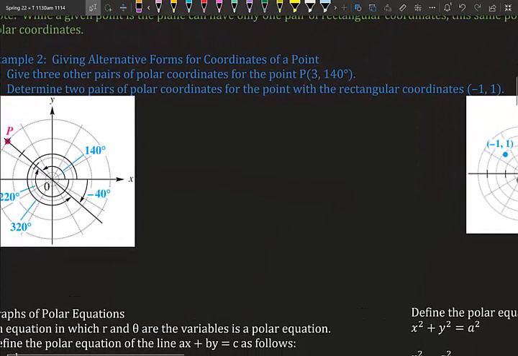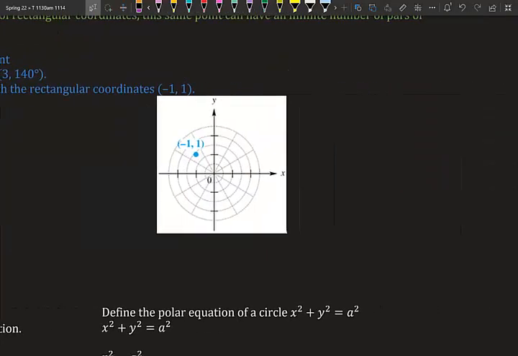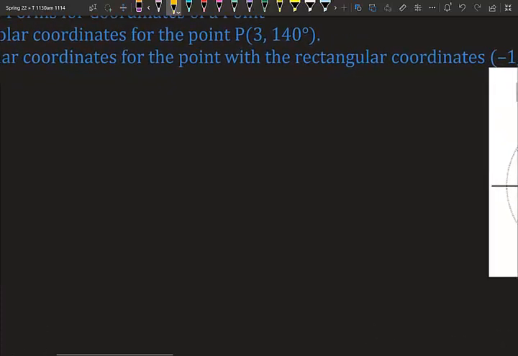All right, example 2, giving alternative forms for coordinates of a point. So we have this drawing here, and we are going to give 3 other pairs of polar coordinates for the point P, 140 degrees, and then we're going to determine 2 pairs of polar coordinates for the point with rectangular coordinates -1, 1. That's part B. So for part A, we want to give 3 other pairs of polar coordinates to 140. This is actually the answer. I just wanted to give you a graph to show you what it looked like, but we're going to work it out ourselves. So pretend the graph's not there.